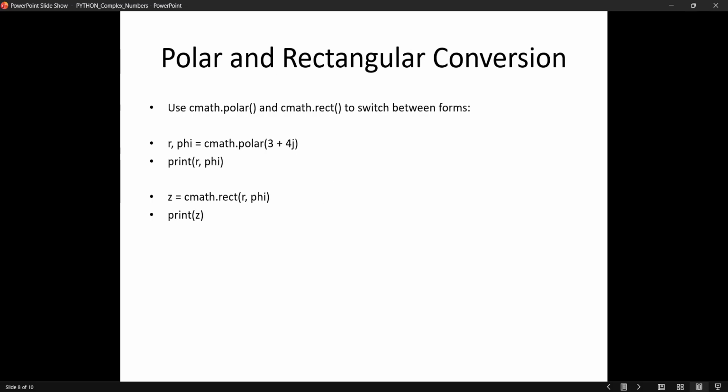Polar and rectangular conversions. You can easily switch between polar form and rectangular form using cmath functions.